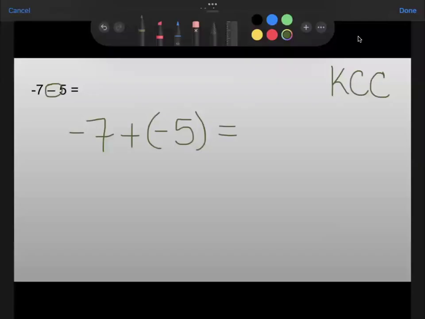Then I can use my adding integers rules to complete this equation. Since they both have the same sign, which is negative, I'm going to keep that sign, and then I'm going to add those numbers together. 7 plus 5 would be 12. So this answer would be -12.